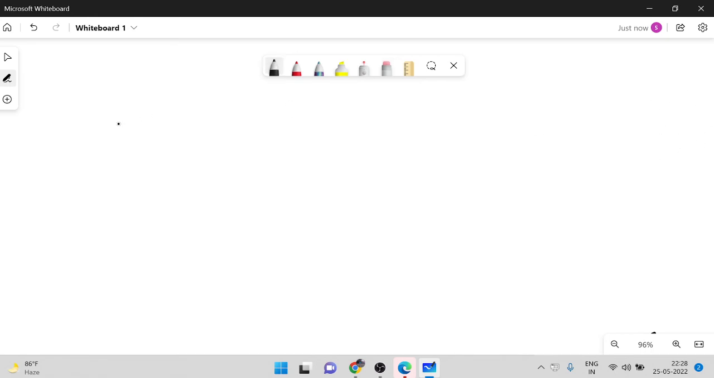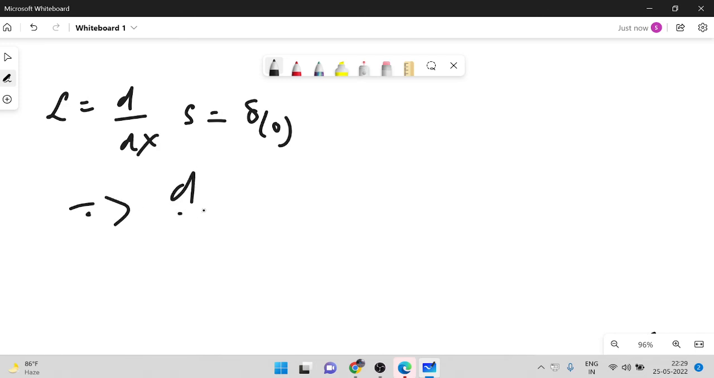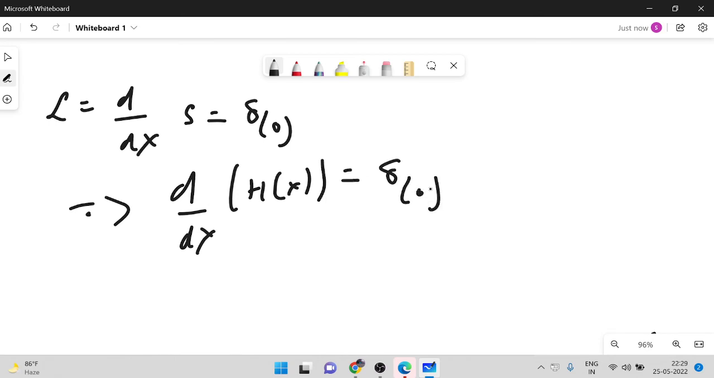But let us take an example. Let L be the differential operator d by dx and S be the distribution of the Dirac delta function. All of us know that d by dx of the Heaviside function H of x is the Dirac delta function. So H of x is the fundamental solution of this particular distribution equation.